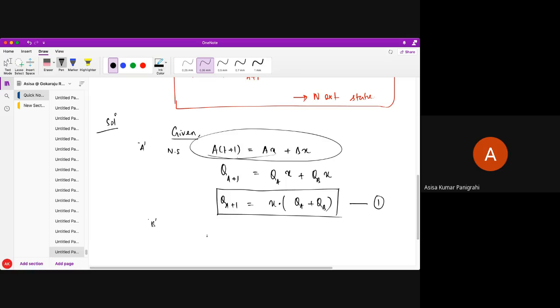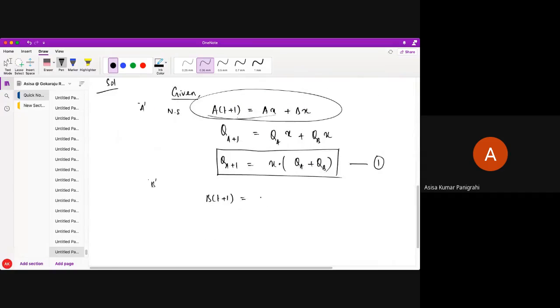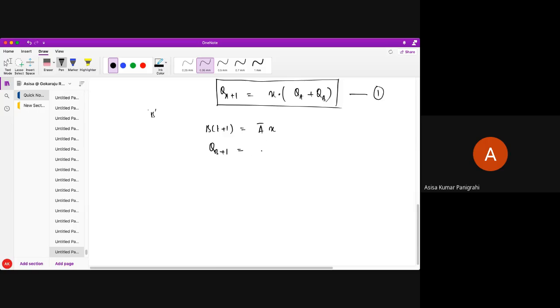For the B flip-flop, my transition equation is given: B(t+1) is A bar X. So, for that case, I know that QB plus 1, this B(t+1), is nothing else. I have told you why: it may be QA plus 1 or A(t+1), both are similar. All are next state equations. So my QB plus 1 is QA bar and X. This is my equation number 2, the transition equation for the B flip-flop.